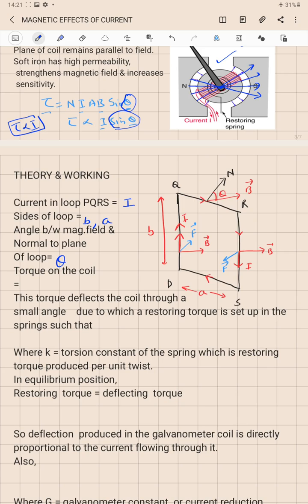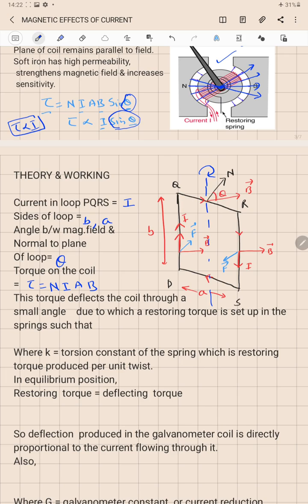We know that the torque which is acting on the coil is given by the equation tau is equal to NIAB sin theta, where theta over here is equal to 90 degrees. So under this torque, the coil will tend to rotate about its axis. This is the axis of the coil about which the deflection of the coil in the anti-clockwise direction will take place. So as the coil deflects, it will turn through a small angle.